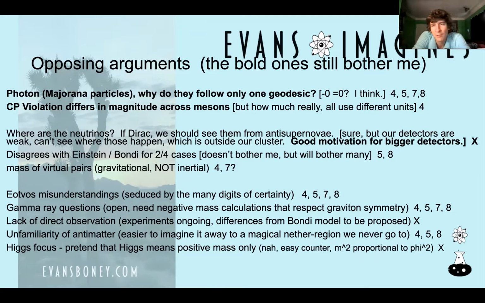So these are the problems that still bother me. Number one, why do Majorana particles follow only one geodesic? I think it's because they don't have mass. So a negative of 0 is 0. So of course they're the same.